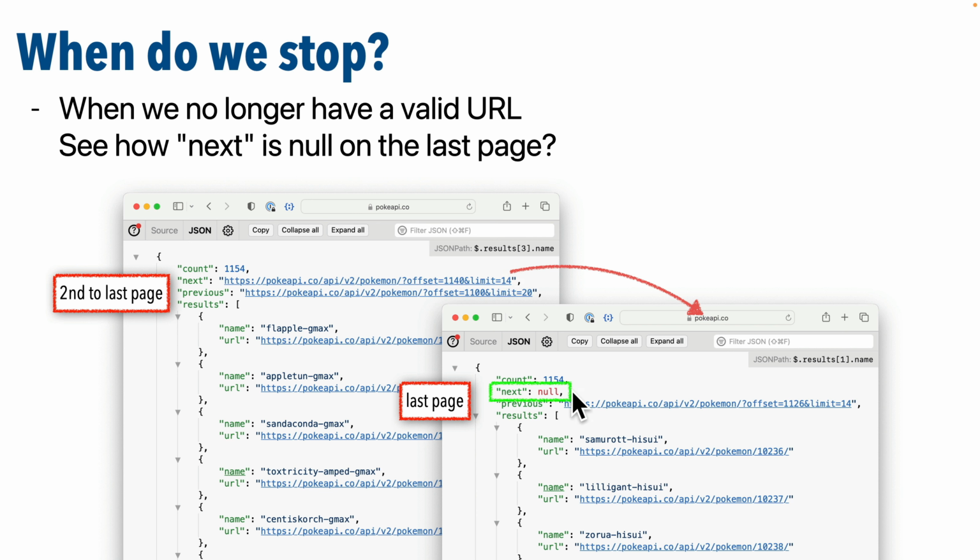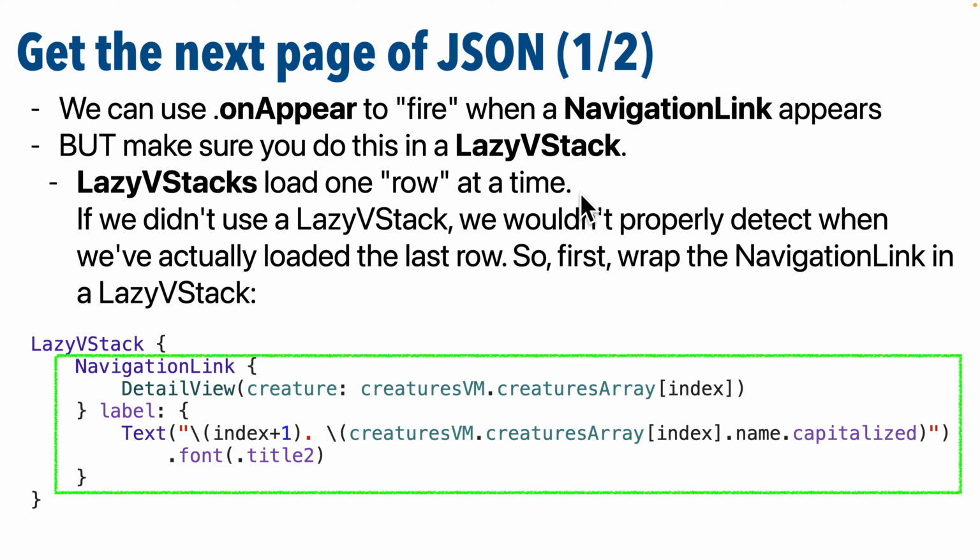But for now, let's see how we can code up our app to load page after page of data as we scroll. First, we know that we can use the onAppear modifier to fire when a view appears, but there's one tricky aspect to using this in SwiftUI. We can't use this on a navigation link inside of a list. onAppear on a list won't fire when we see one element at a time, but there is a way around this. If we put a lazy V stack inside the list and around our navigation link, then when we call onAppear on the lazy V stack, since the lazy V stack only loads rows one at a time when it needs them, then we can be sure that when we call onAppear, we're actually calling it when the row we're looking at has appeared on screen.